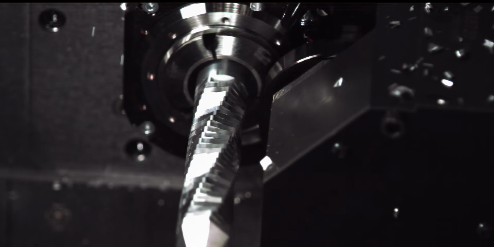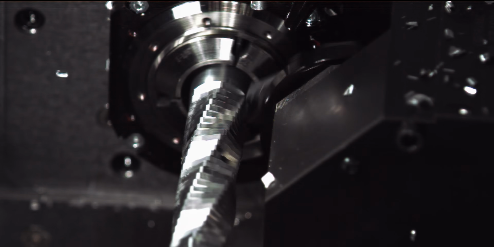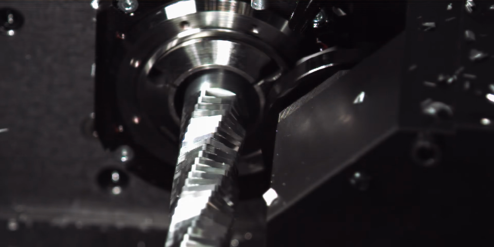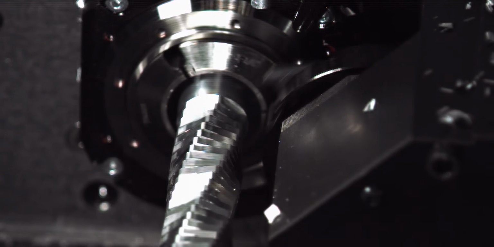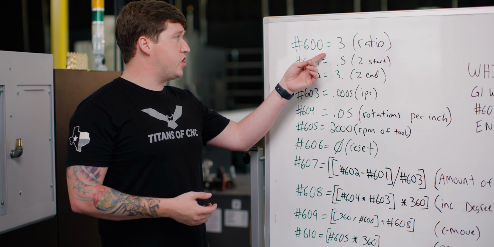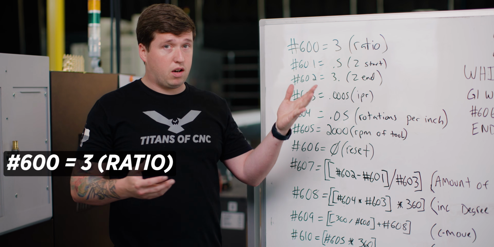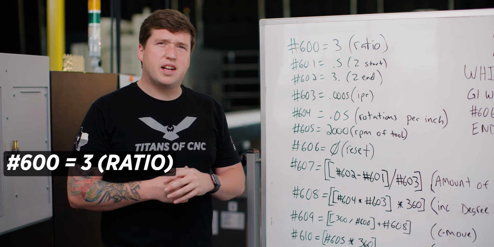Well, we know we want to do polygonal turning, and the way that works is you're going to move your polygonal tool at a ratio to your main spindle. So we know we need a ratio, so let's just put a ratio down. Pound 600 will make our ratio.